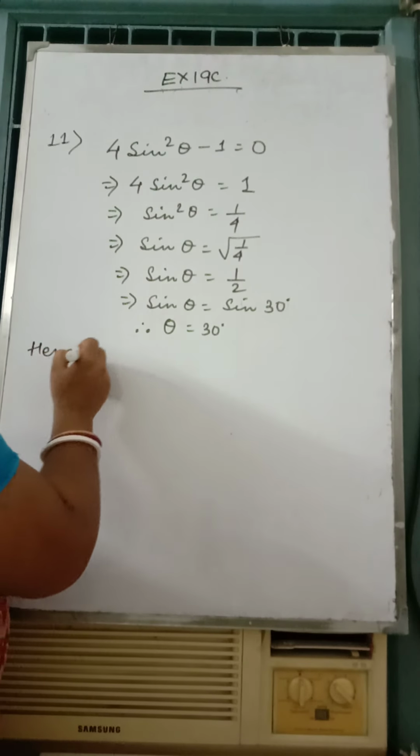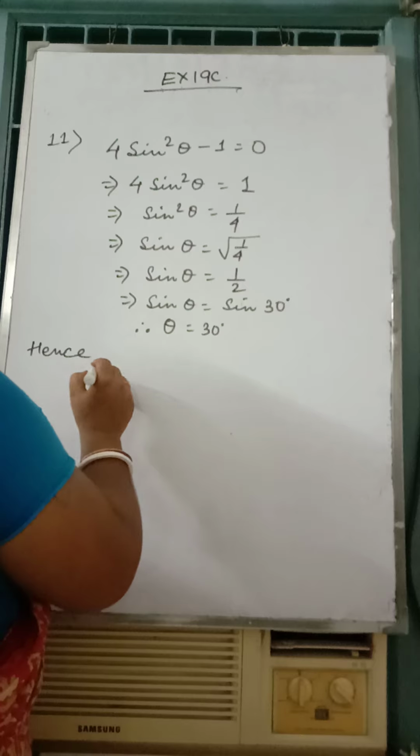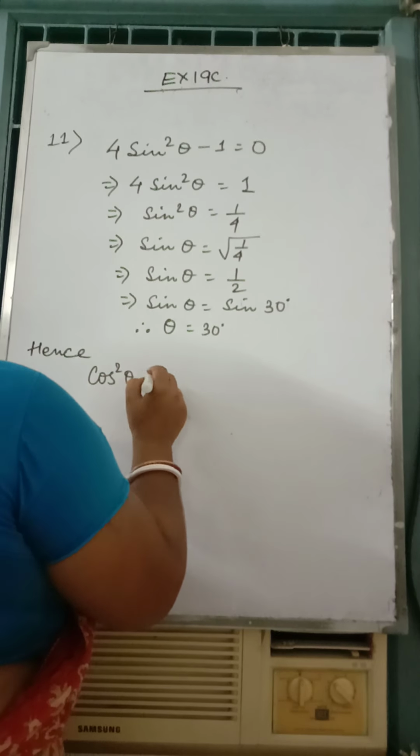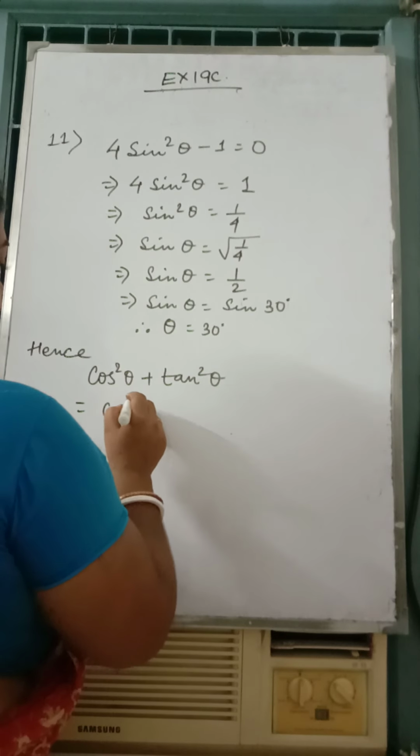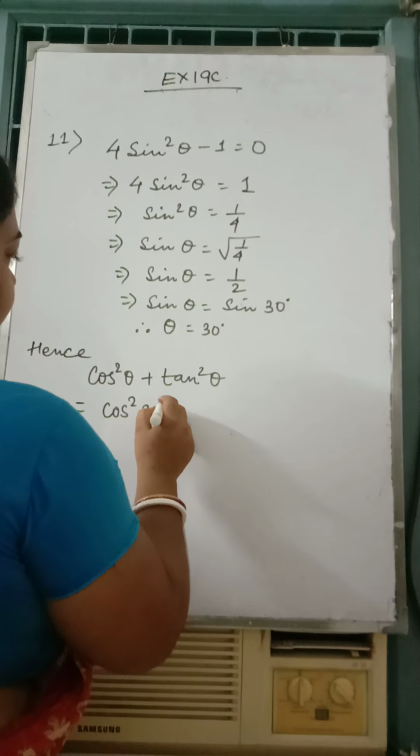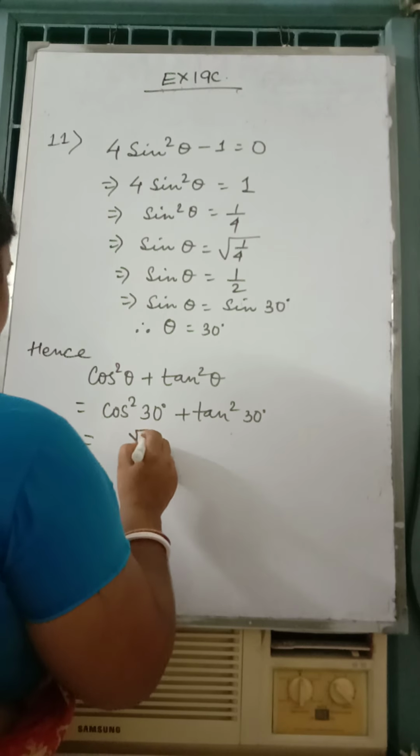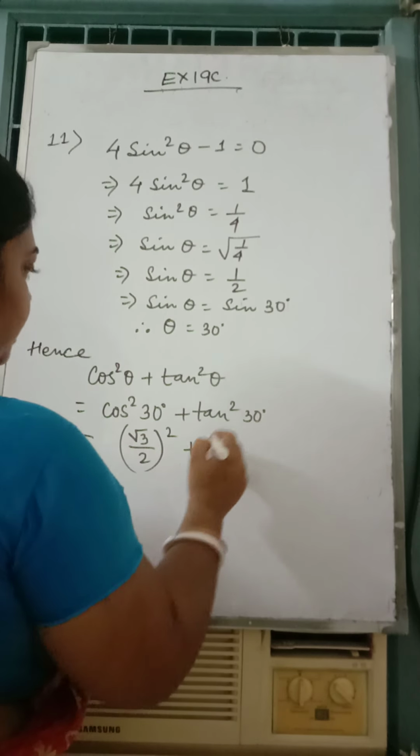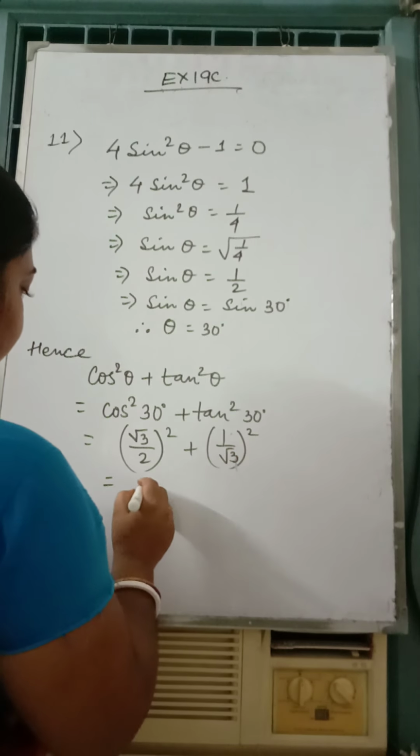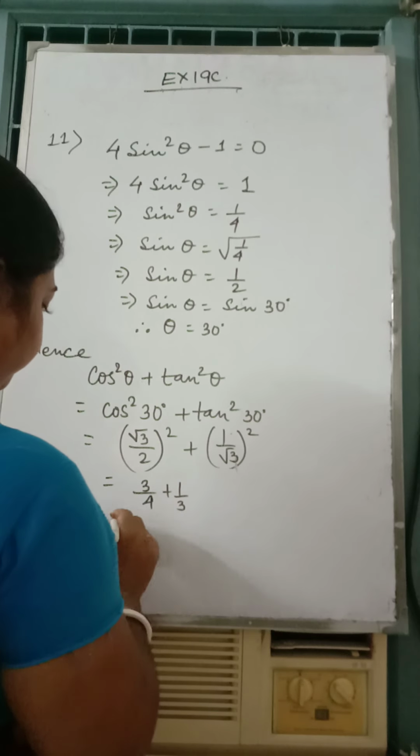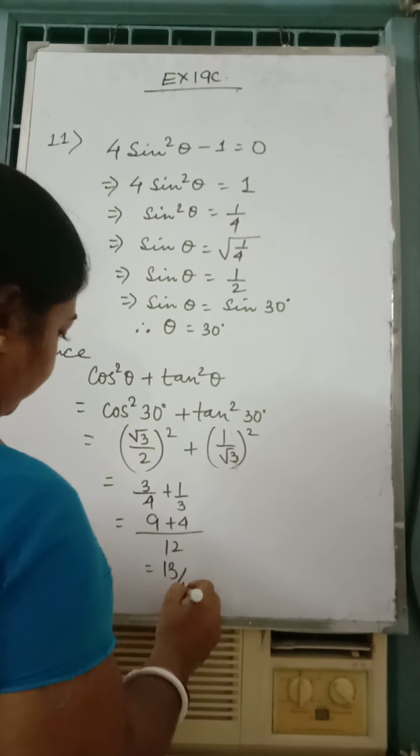Hence, cos squared theta plus tan squared theta. So cos squared 30 degree plus tan squared 30 degree. Cos 30 degree's value is root 3 by 2 whole square, tan 30 degree's value is 1 by root 3 whole square, or 3 by 4 plus 1 by 3, which is 13 by 12.